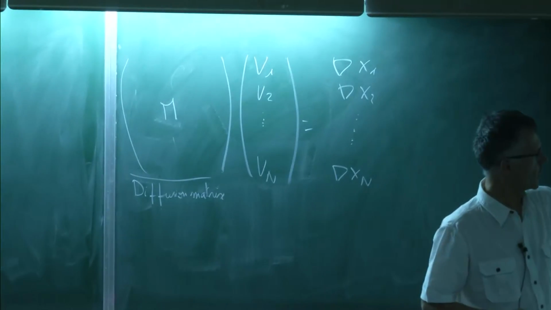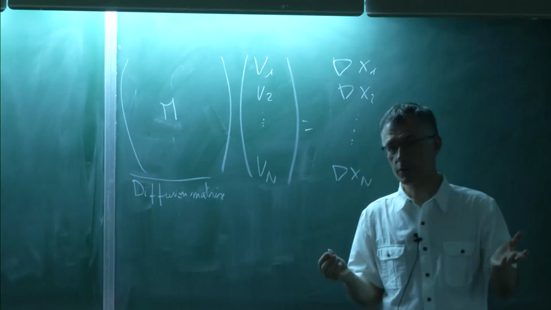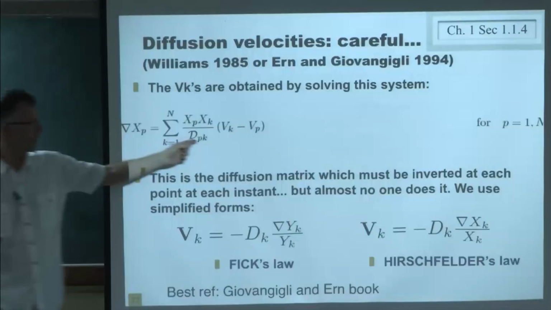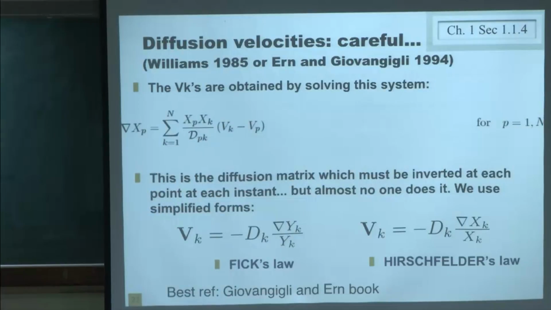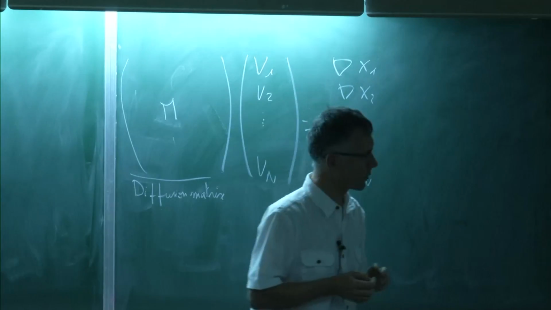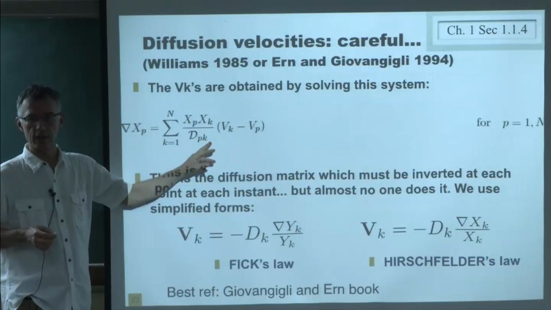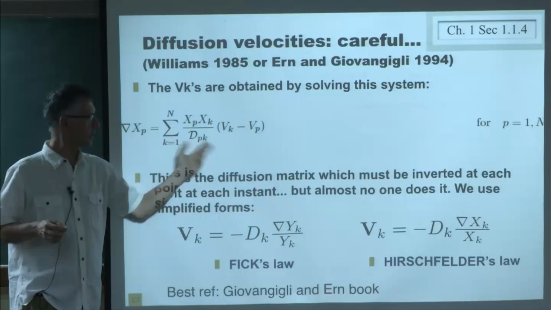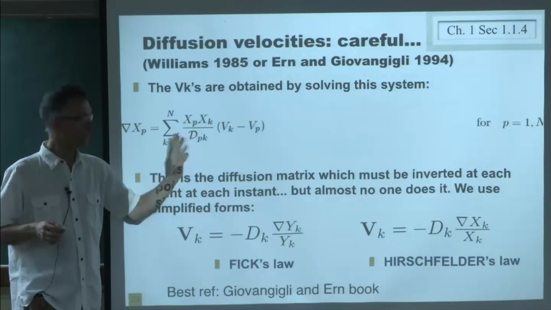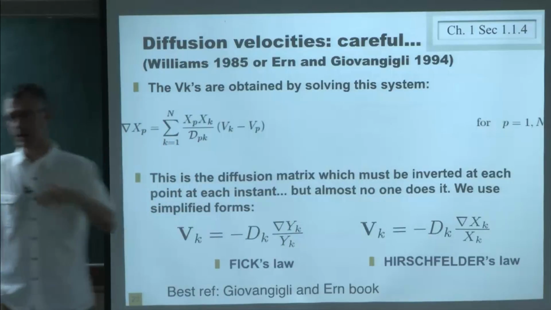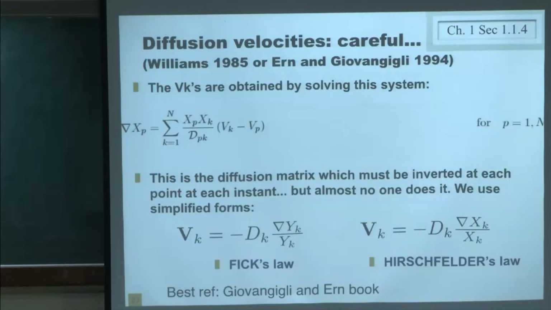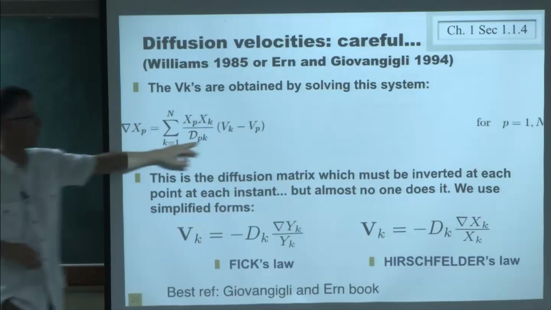Now, xp and xk are the mole fractions. Dpk is the diffusion coefficient. That also comes from kinetic theory. It's the diffusion coefficient of species p into species k. Dpk is equal to Dkp. You can invert them. That's fine. And it's given by collision integrals. Again, someone will give you the values of these things. You don't have to worry about them.